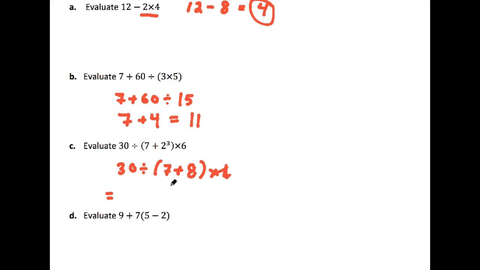Now, we still have parentheses. We're going to have 30 divided by, so I can't divide and I can't multiply. I got to go into parentheses. 7 plus 8, that's 15, times 6. Now it says, okay, well, what do we do now?